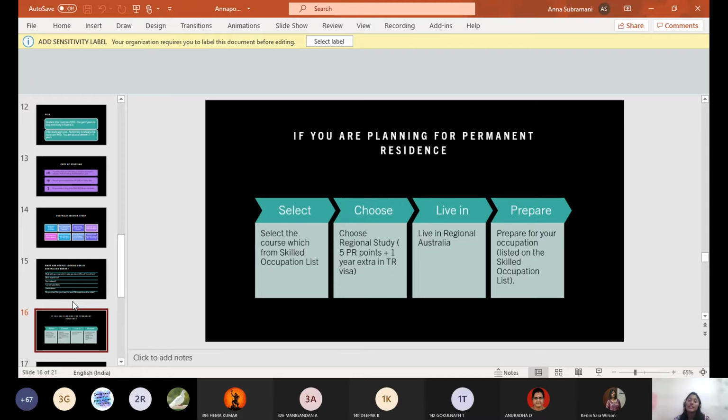Find a course that is in the skilled occupation list. If your course is in the skilled occupation list, then there is a high chance of you getting permanent residency. Similarly, as I told, if you study in a regional place, your state is divided into metropolitan and regional. If you study and live in a regional place, you get extra points for your PR, and you get an extra year on your temporary visa.